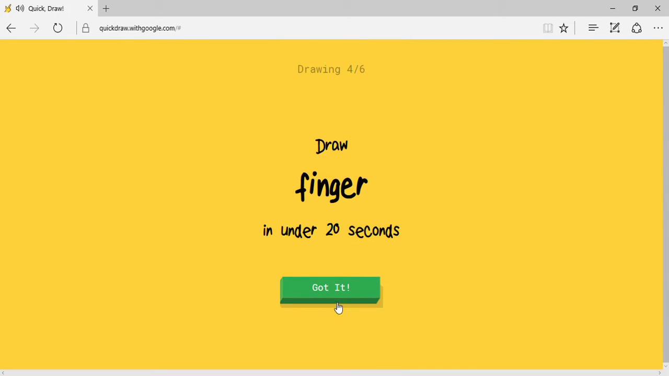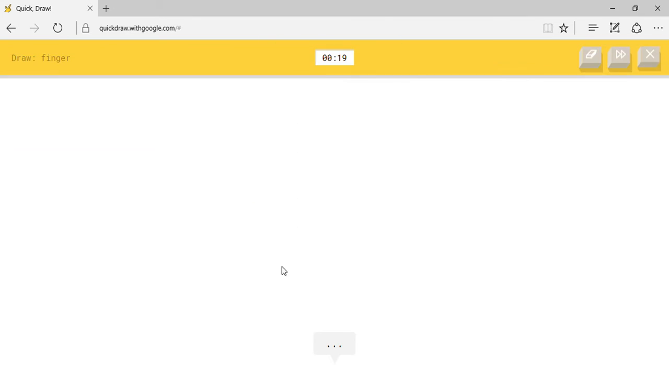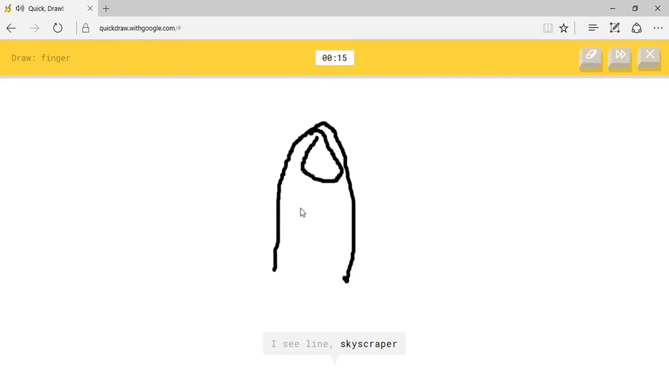Let's just draw a finger. Oh, we can make, now let's just do this. I see line, or skyscraper, or toe. Oh, I know. It's finger.